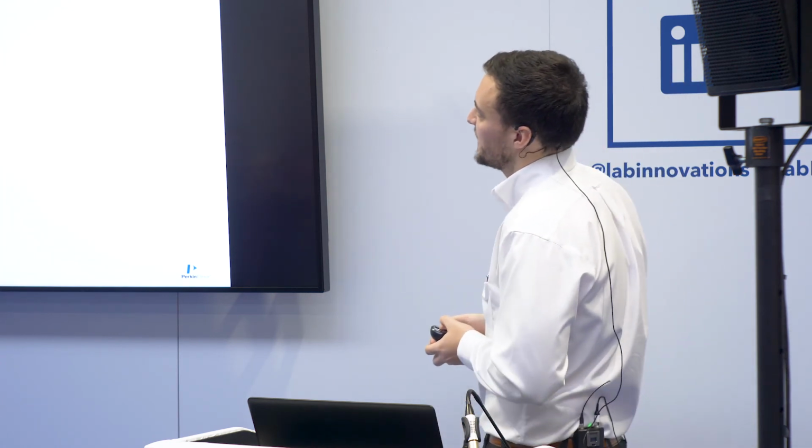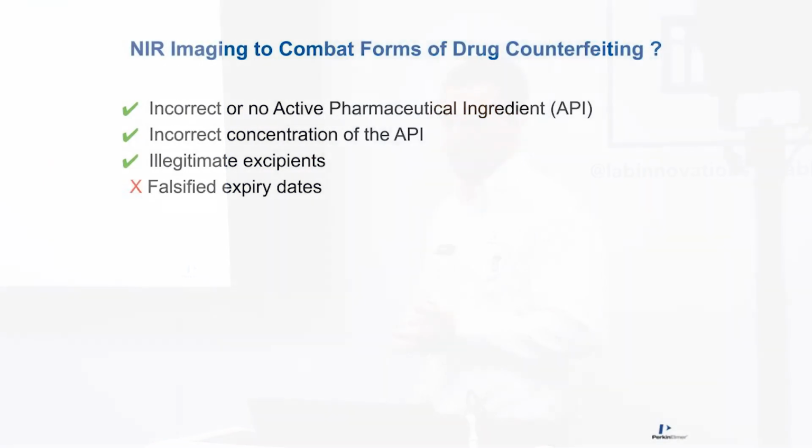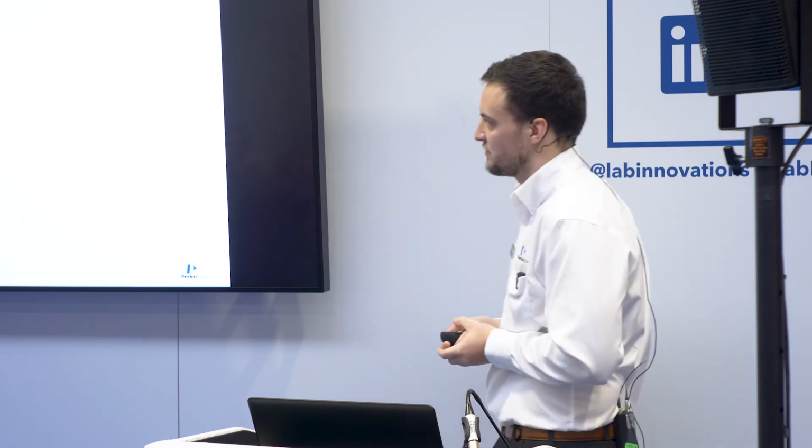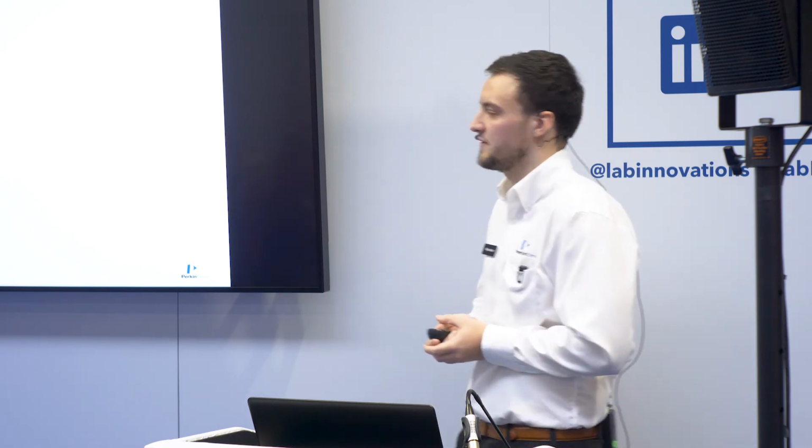So for near-infrared imaging to combat forms of drug counterfeiting, it's really good for being able to make sure, first of all, if there is API present, or to see if there is the correct or incorrect API present in the tablet. We can also use the data to make sure that the concentration of the API is as it should be, and then also illegitimate excipients that have been used by other manufacturers. Only limitation is currently at the moment we are not able to use near-infrared imaging to look into falsified expiry dates.